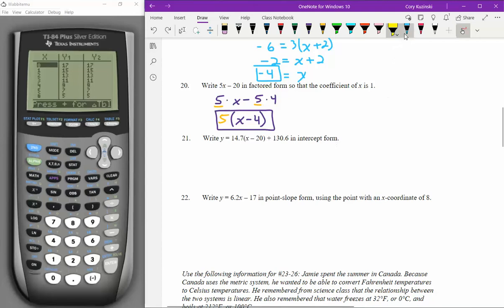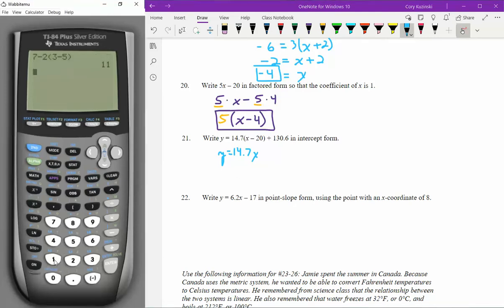All right, more equivalent equation stuff. Let's write this in intercept form. So the first thing I'm going to do is distribute the 14.7. So 14.7 times x is 14.7x. 14.7 times negative 20 is negative 294. And then we'll add that 130.6. And you get 14.7x minus 163.4.